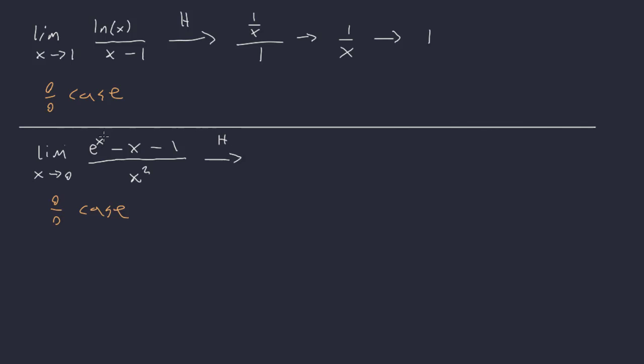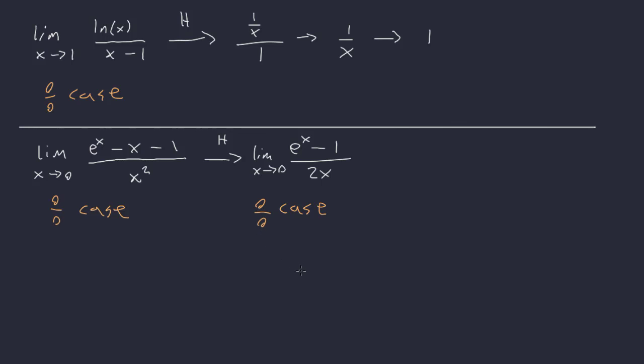So we'll take the derivative of the top, which will be e to the x minus 1, over the derivative of the bottom, which will be 2x. So let me write the limit sign again. So now we have the limit as x goes to 0 of e to the x minus 1 all over 2x. Now here's where some of you may start to worry. Because when we plug in 0, we're going to get 1 minus 1, which is 0 over 0. So we have another 0 over 0 case.